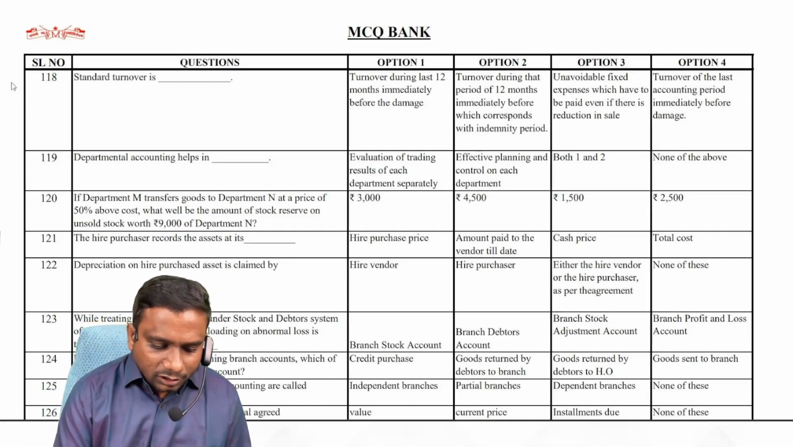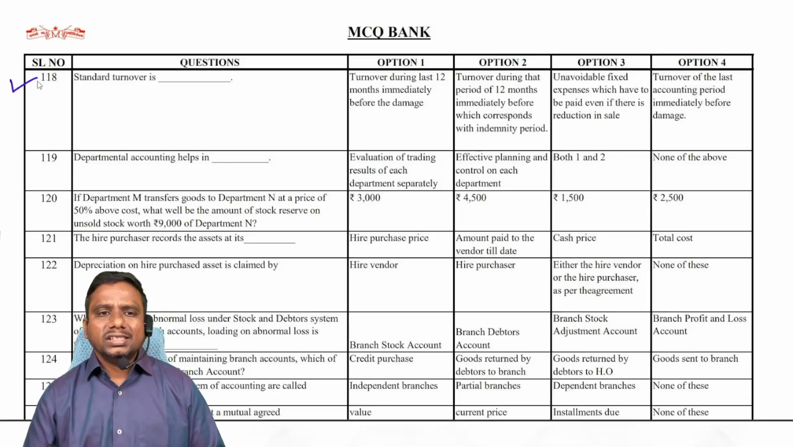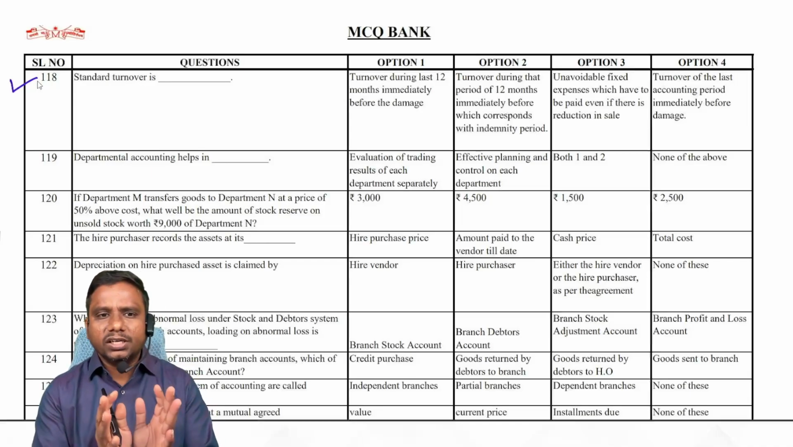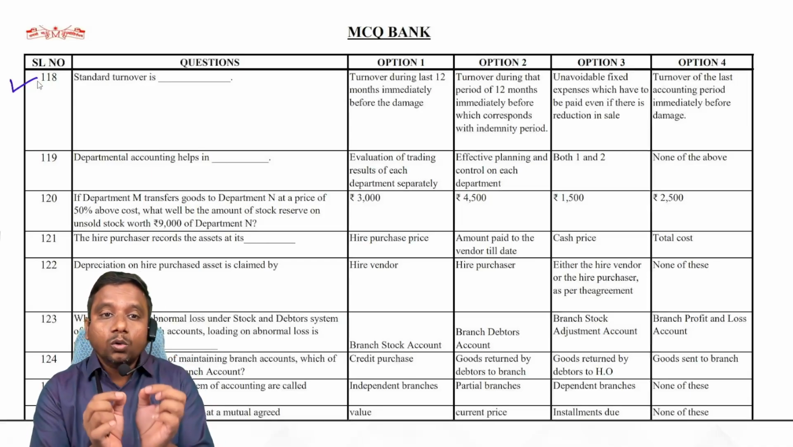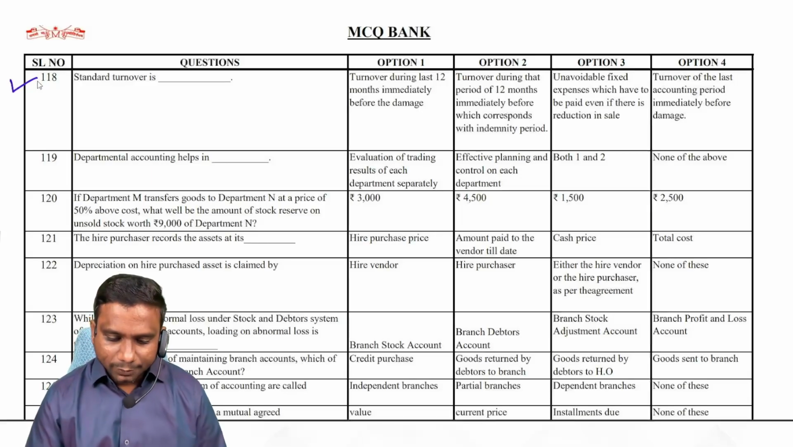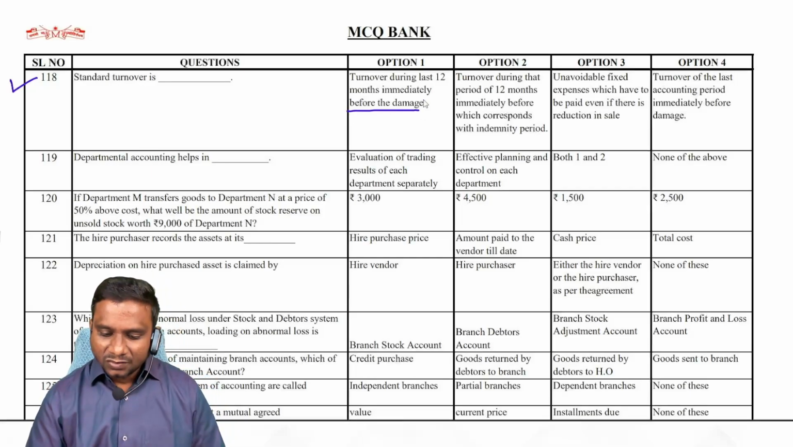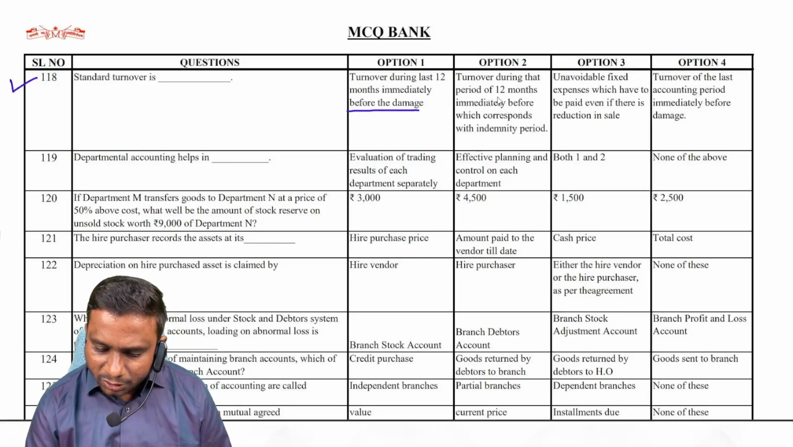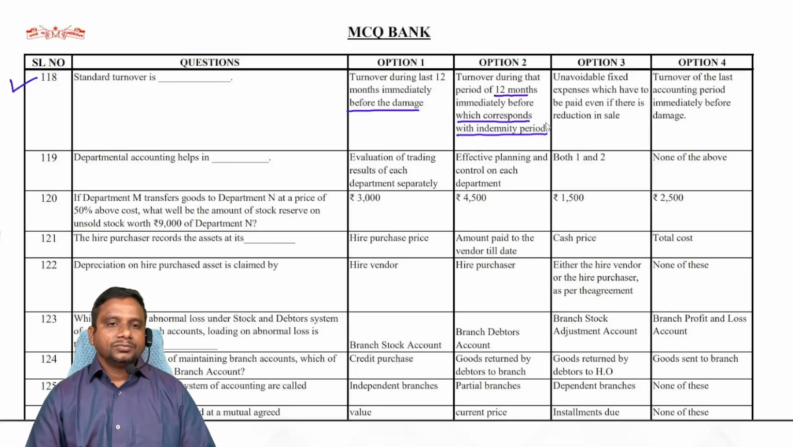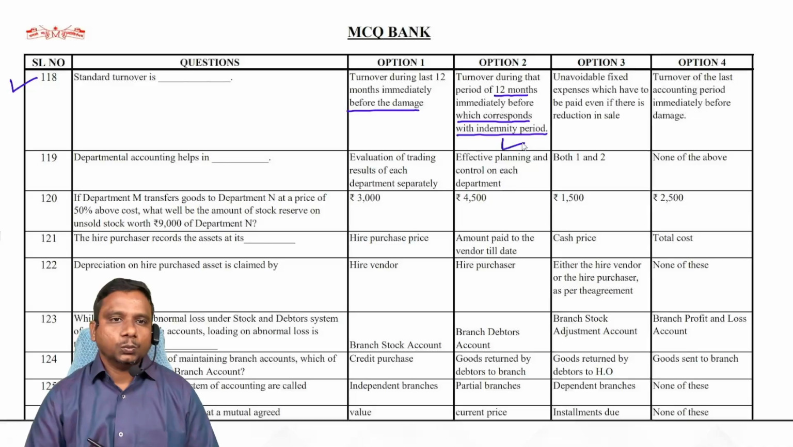Next one. Standard turnover is. This is also from insurance claim. Standard turnover is nothing but a 12 months time period. But how do you calculate this 12 months time period? That is very important, student. Turnover during that period of 12 months immediately before the damage which corresponds with indemnity period. Yes, this is the correct option. So go and refer the standard turnover once again. Option 2.